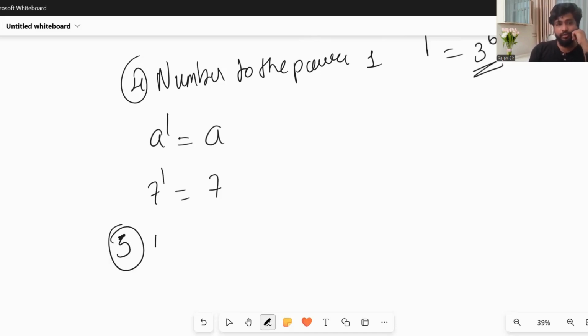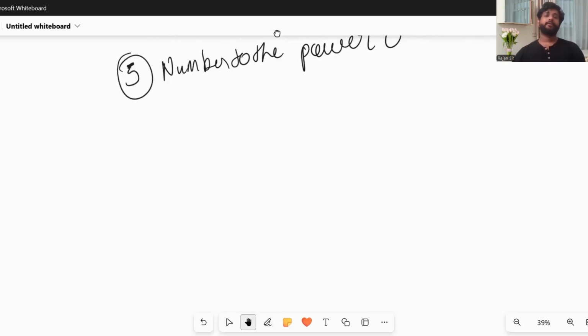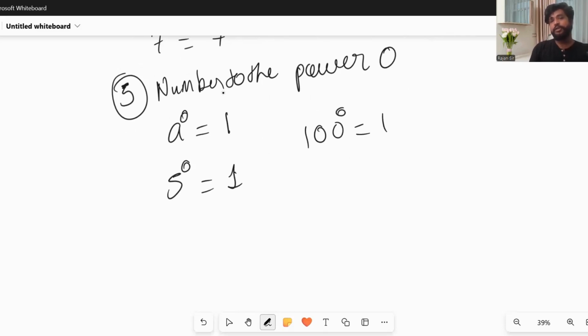Let's understand the fifth one: number to the power 0. If you have a number to the power 0, that means we have a raised to 0. What do you mean by this? a raised to 0 is 1. Let's take an example. 5 raised to 0 is 1. If I have 100 raised to 0, that is 1. If I have 1050 raised to 0, the answer is again 1.